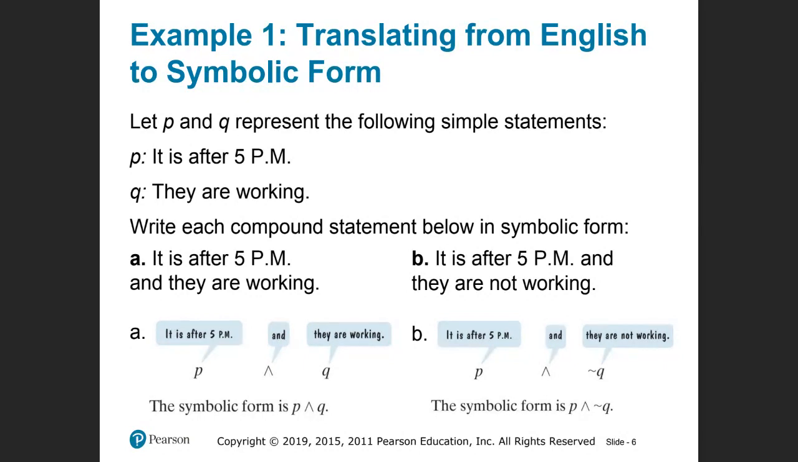It is after 5 p.m. and they are not working. So we're going to have P and, but we've got the negation of Q this time, which we covered in the previous section.